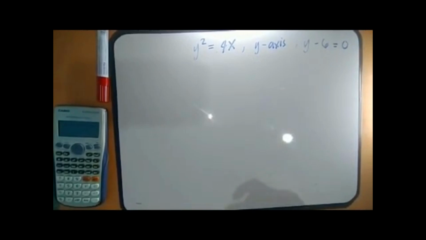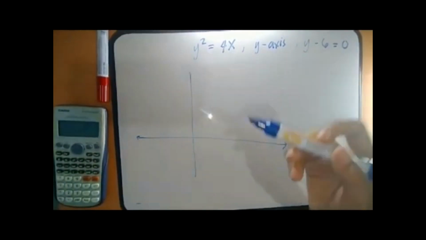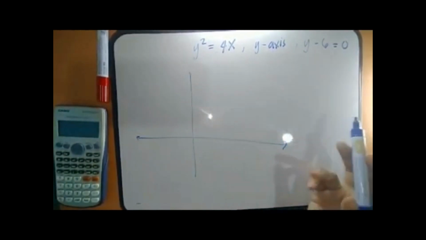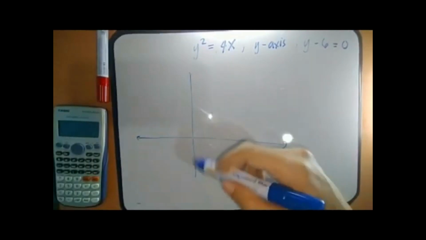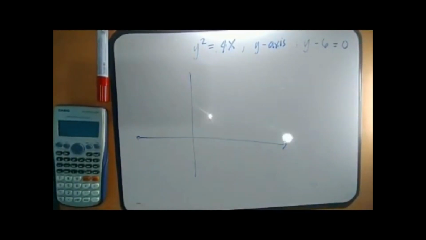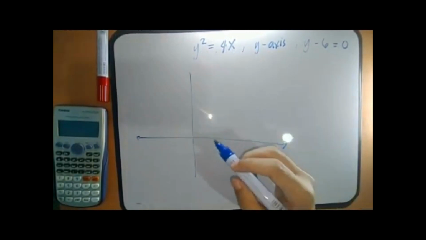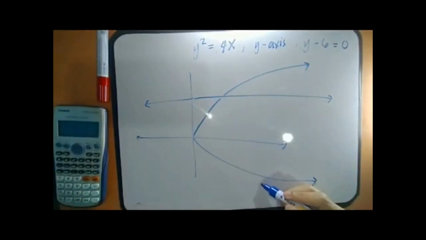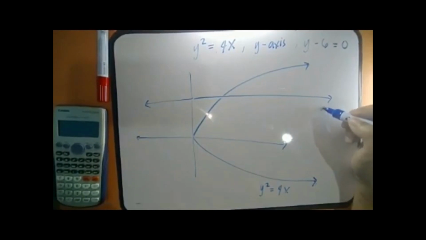Let's graph the curve, guys. You have y squared, so it opens either to the left or to the right, since the vertex faces the y-axis because y is the squared variable. Then x is positive, which means this curve concaves to the right. Our vertex is at (0, 0). So this is y squared equals 4x, and this is the line y minus 6 equals 0.